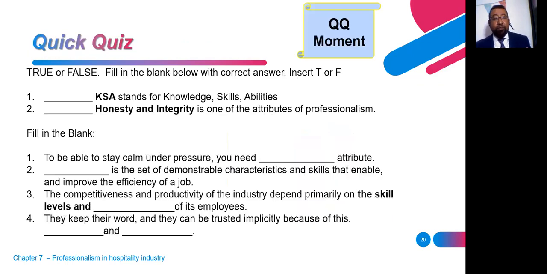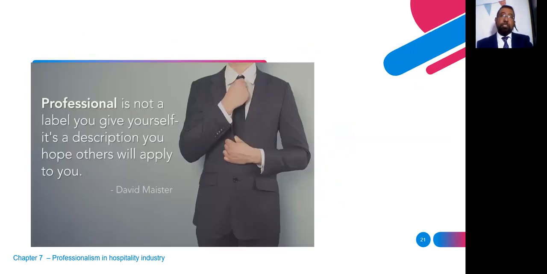And then we'll have a quiz in the classroom. We ask our students, then we share the answers. That is a QQ moment. Before moving to another topic, we always have a quote. Professional is not a label you give yourself; it's a description you hope others will apply to you.